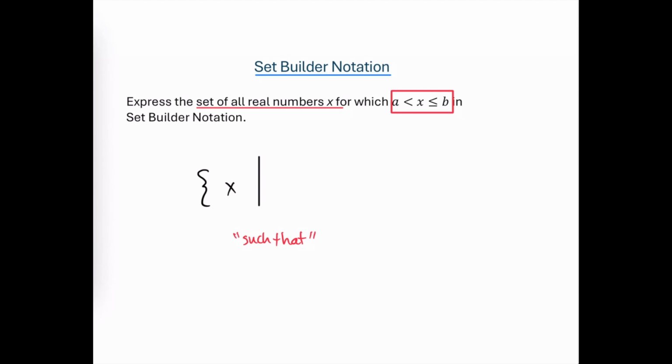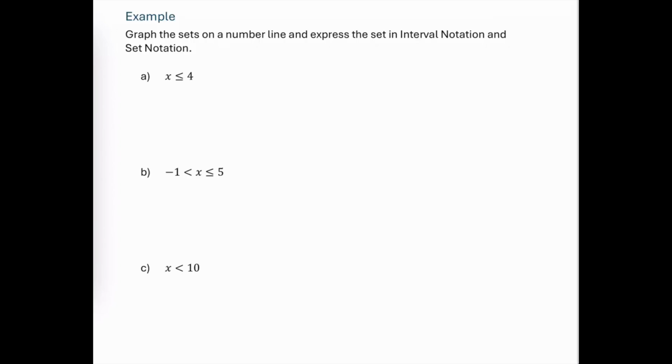After this bar, we leave a space for what we'll call the criteria. And this is where we'll place the inequality itself, and then we'll close the set. So when using set builder notation, this is a template that we can use. For this particular case, let's go ahead and lay in our criteria. X is strictly greater than a, but also less than or equal to b, and this would be the set builder notation for this particular set. Let's look at a couple of examples and express these sets both in interval notation and in set builder notation.